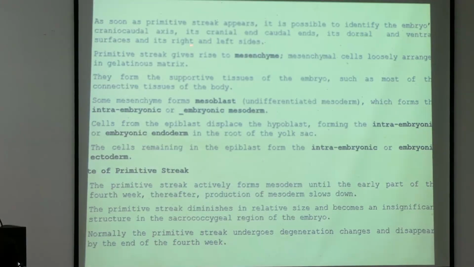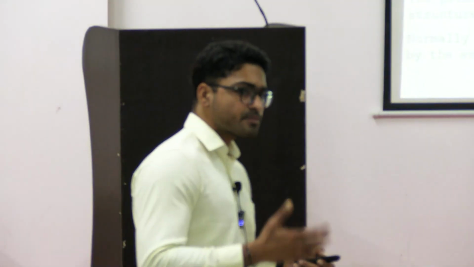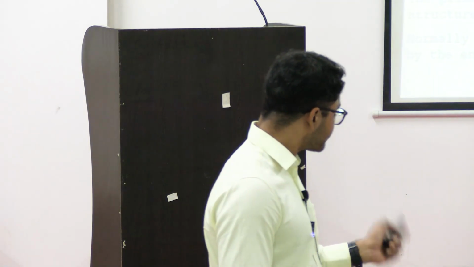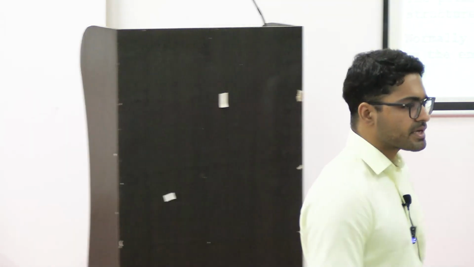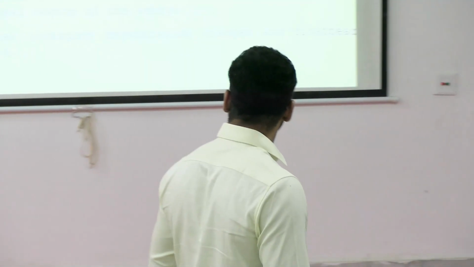Now, cells from the epiblast displace the hypoblast, forming the intraembryonic endoderm. Now, this line is very important. Cells from the epiblast displace the hypoblast, forming the intraembryonic or embryonic endoderm. So, all three layers are actually arising from the epiblast. Generally, we think that the hypoblast gives rise to endoderm. That is not true. Now what happens to the primitive streak? Nothing. It becomes an insignificant structure at the sacrococcygeal end of the fetus.